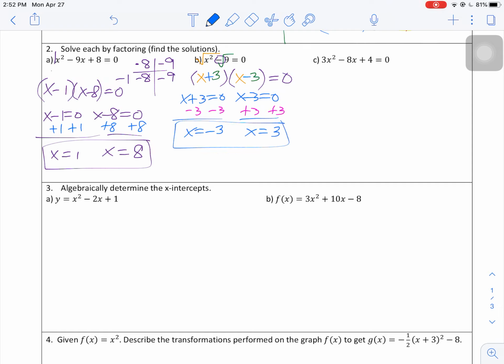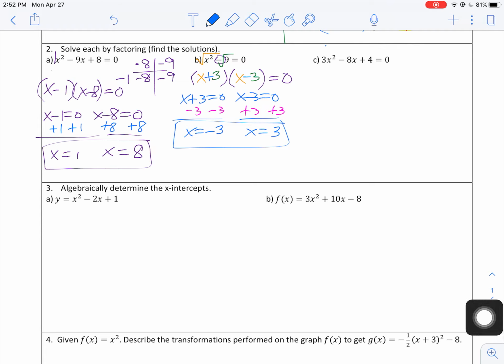And then that last one, part C, everything's on one side equal to 0. So we want to try to factor. Is there a GCF other than 1? No. Let's see, it's a trinomial. It has 3 terms. And the first term has a 3 in the front, not an invisible 1. So this is going to be advanced factoring.